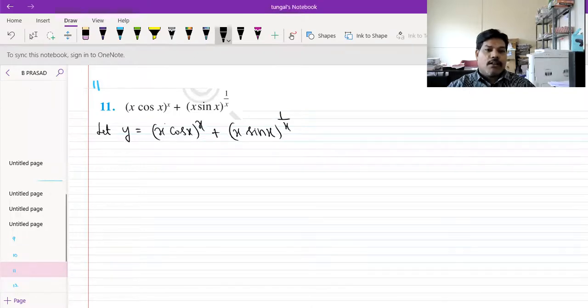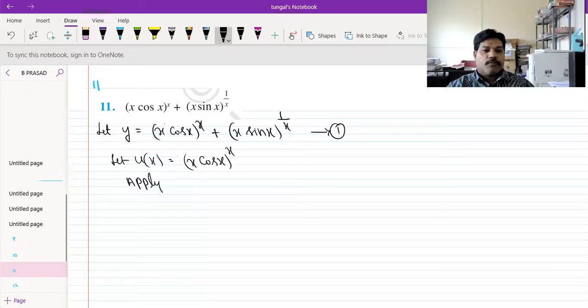Take that as equation number 1, the given problem. Let u of x be the first function. What is the u of x? It is (x cos x) whole power x. I will take this function as the first one. So that is u. Apply the log on both the sides, students.